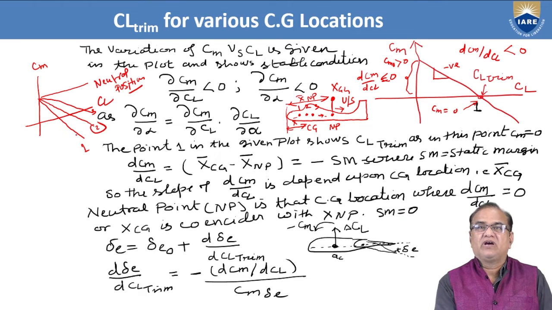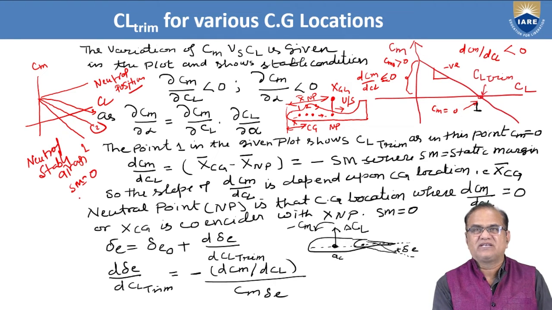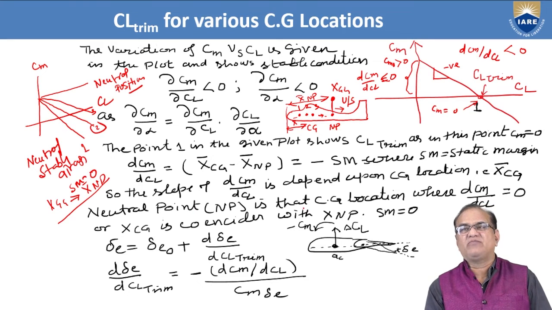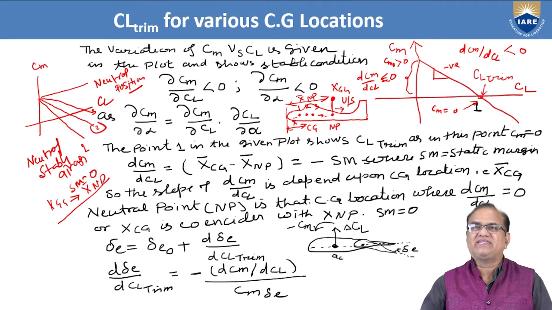So for the neutral stable aircraft, SM is equal to 0. It means the XCG lies at XNP. So there will not be any moment and it will maintain the aircraft.